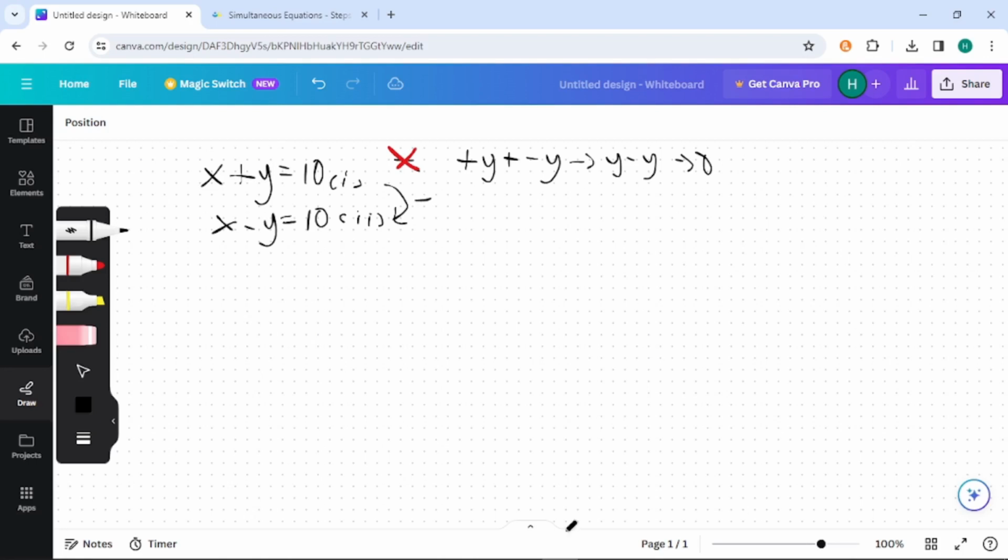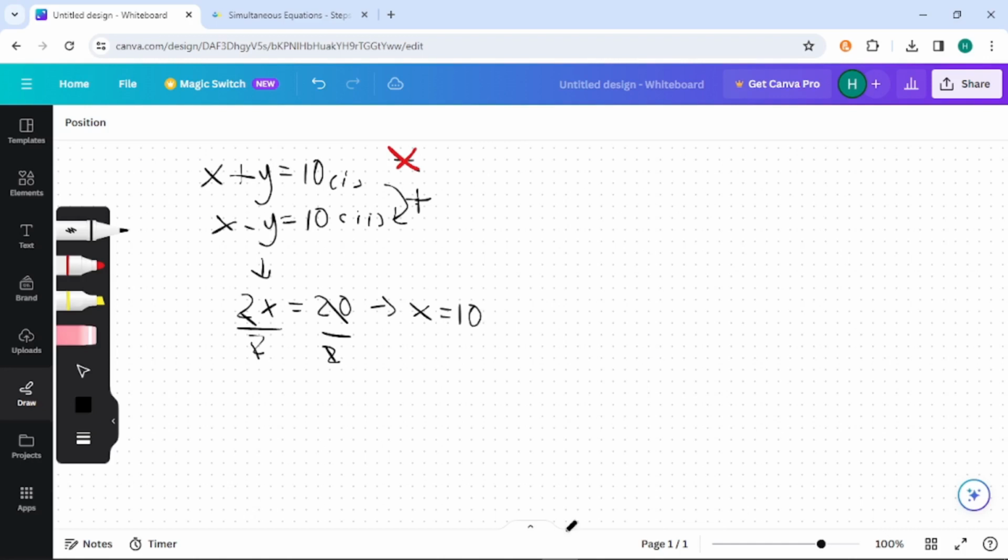So we're going to add equation 1 to equation 2. Y minus y is 0. So this results in the equation 2x equals 20. Now we have to divide both sides by 2, and then this turns into x equals 10.